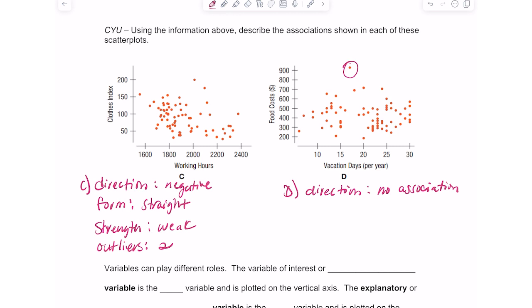Okay, so the form, it's not really linear. It's kind of scattered all over the place. And like I said, strength is weak.